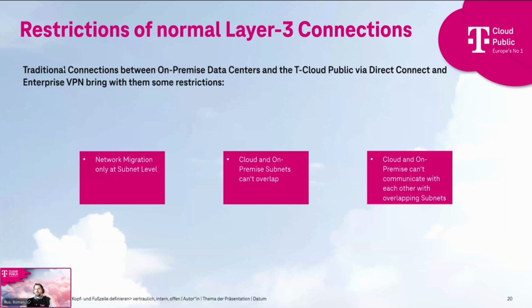What are the restrictions of normal layer 3 connections? Traditional connections between on-premise data centers and the T-Cloud public via direct connect and enterprise VPN bring some restrictions. The network migration could only be on a subnet level. The cloud and on-premise subnets were not allowed to overlap, so this made it more complicated if you wanted to use the same subnets and so on. And cloud and on-premise couldn't communicate with each other when the subnets were overlapping.